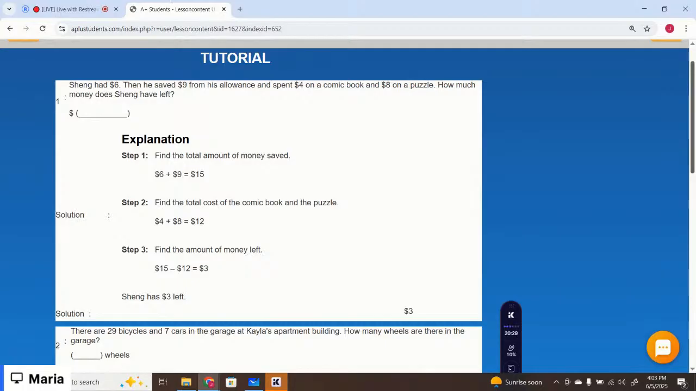He spent $4 on a comic book and $8 on a puzzle. So he spent $4 plus $8, that means $12 he spent. You need to calculate how much he has left. So just subtract 15 minus 12. That is $3. So he is left with $3.